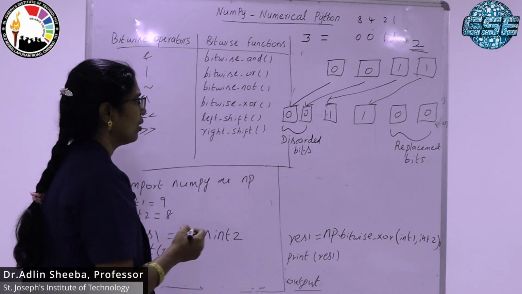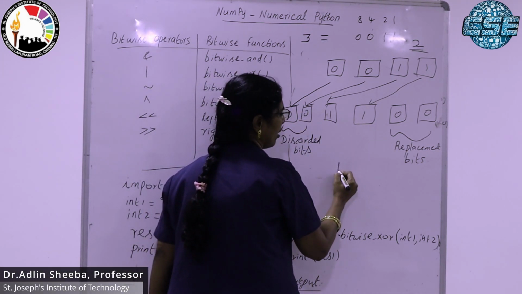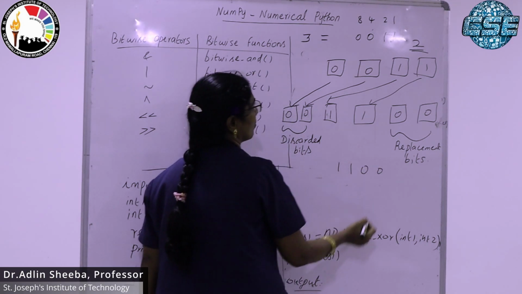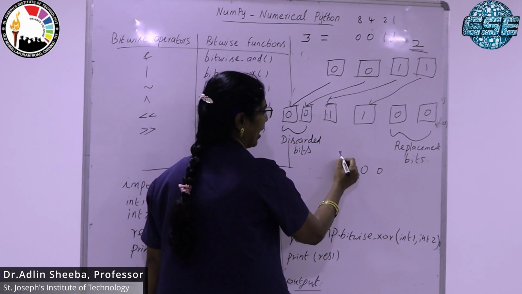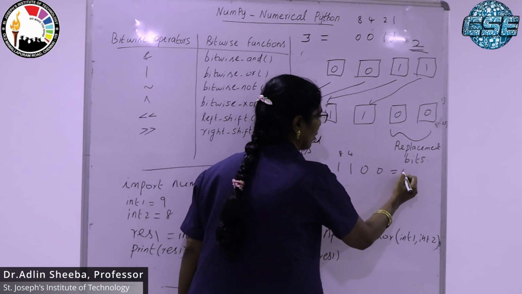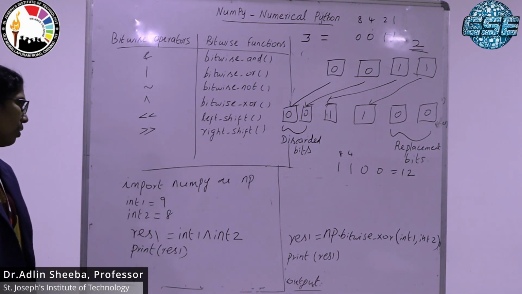Now the value is, this one we have discarded, so leave it. Now it is 1, 1, 0, 0. So 1, 1, 0, 0 is what? This is 8 and this is 4, which is equal to 12. So 12 is the output.